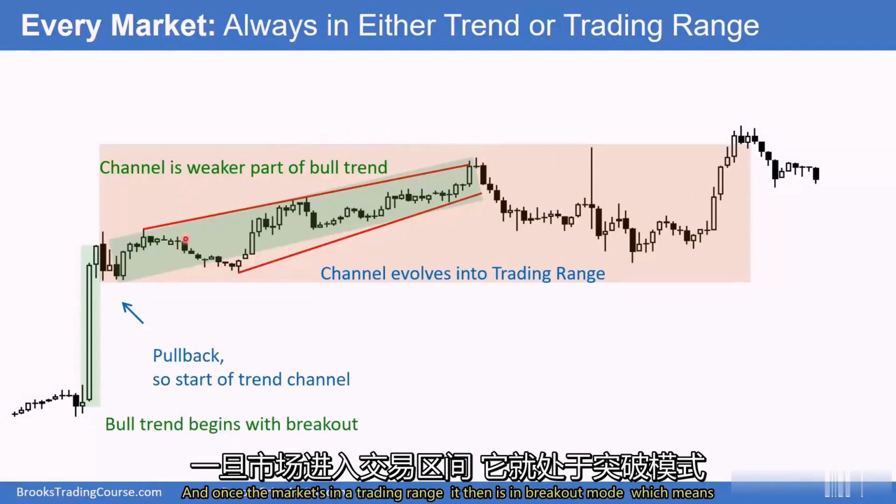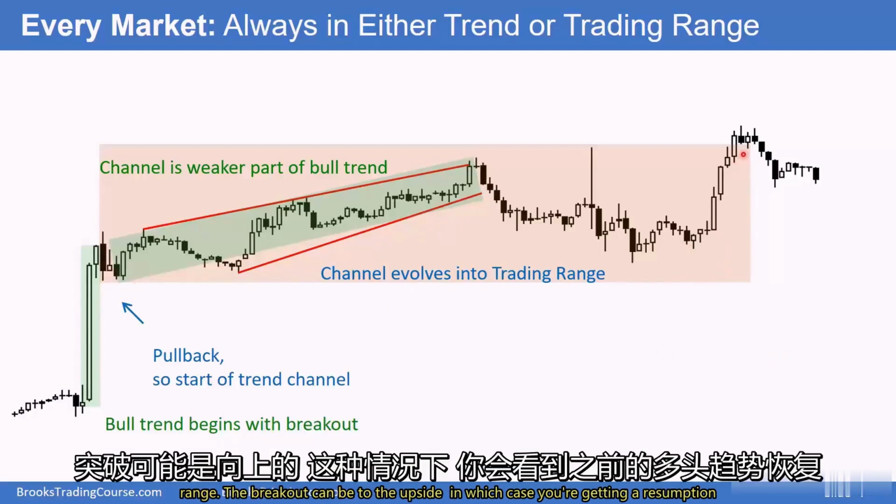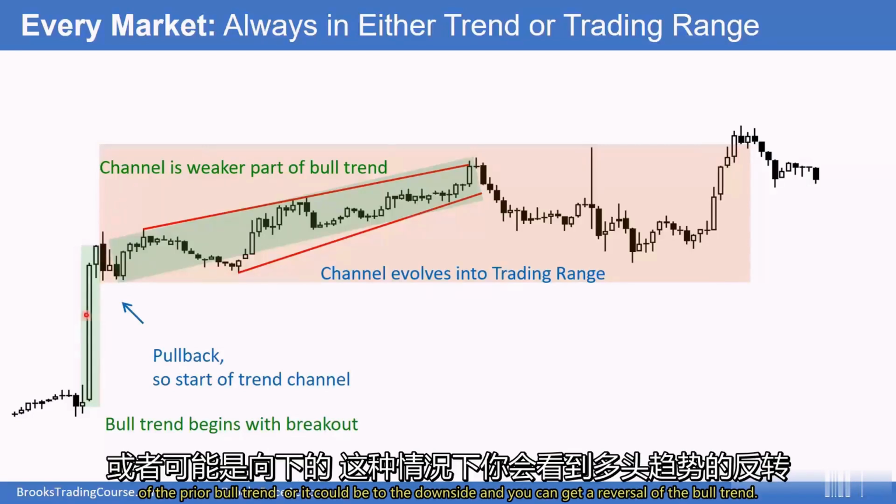And once the market's in a trading range, it then is in breakout mode, which means traders are anticipating a breakout. And here we have a bull trend and a trading range. The breakout can be to the upside, in which case you're getting a resumption of the prior bull trend, or it could be to the downside and you can get a reversal of the bull trend.